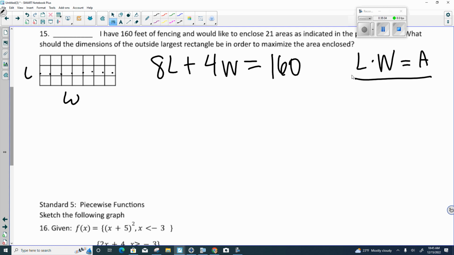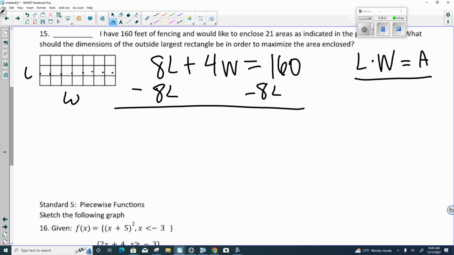So then from there, I need to solve for either length or width. I don't think it matters. It looks like they both go into the 16. So I am frozen. I don't even know how that got frozen. Minus 8.